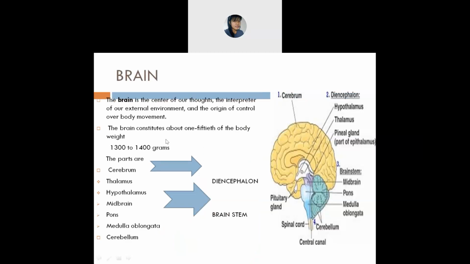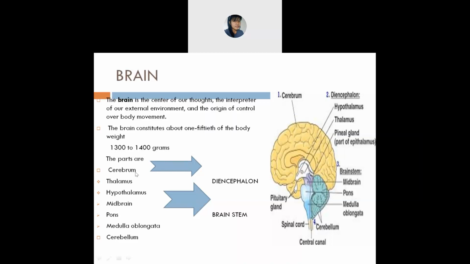Yes, ma'am. Okay, next let us discuss the brain. So the brain is what? It is the center of our thoughts and it is the interpreter. Interpreter means whatever is coming from the external environment and so on. It also helps in controlling our body movement, and our brain constitutes about 1/15th of the body weight. And what is the weight of the brain? The weight of the brain is approximately 1300 to 1400 gram. All right, this is the weight.